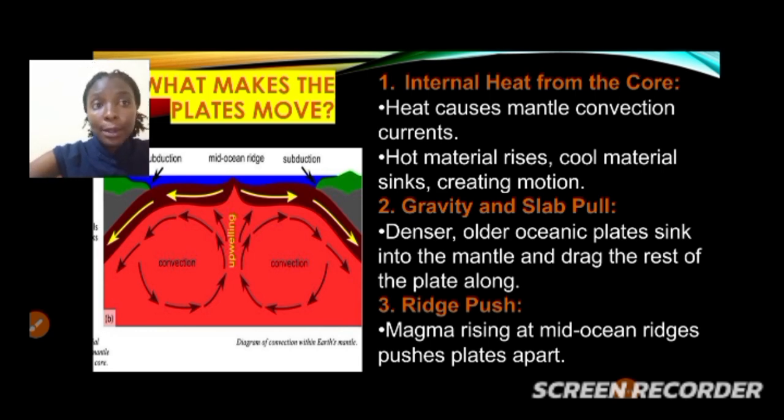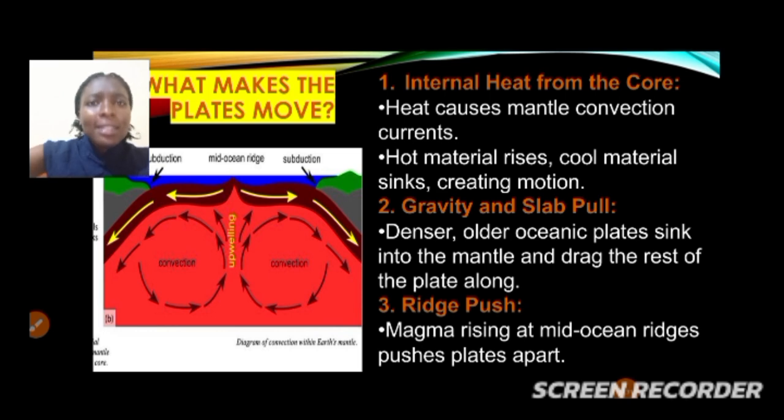So heat causes mantle convectional currents. In the mantle, these convectional currents are the upwelling, meaning the rising, and the cooling of materials sinking, creating the motion. As you see on my picture, on my left hand side, you can see the picture indicated B, and see the convectional currents. This shows how the mantle moves. The material rises, cooling material sinks, creating the motion.